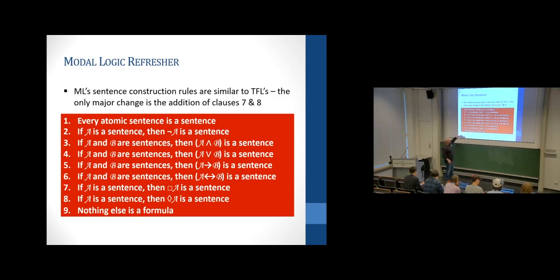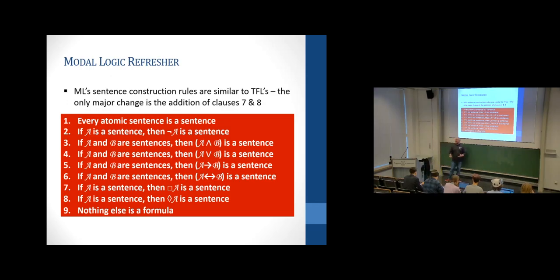The only thing that's new here is 7 and 8. 7 tells us if you have a sentence, you can put a box in front of it. 8 tells us if you have a sentence, you can put a diamond in front of it. Now, notably, these 2 sentence construction rules mean that you can get iterated modal operators. So if you have a sentence with a box in front of it, well, you can stack another box in front. And that gives you some interesting things to think about.